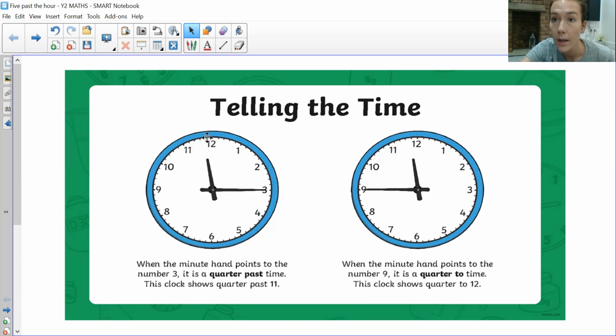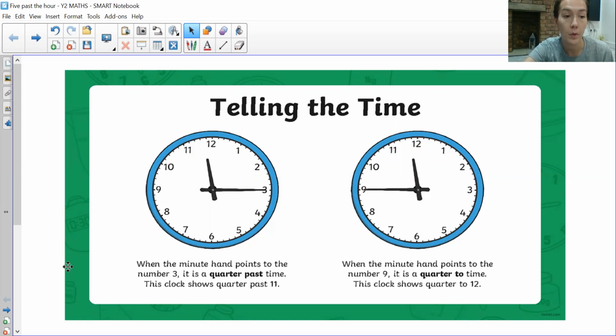Like I said before, that hand's not quite on the 12 yet, so it's not going to be quarter past 12, although it is gradually getting to the next hour. It's only quarter past. And if we look at this one, when the minute hand points to the number 9, it's a quarter to time, so it's a quarter to the next hour. So this clock shows quarter to 12.